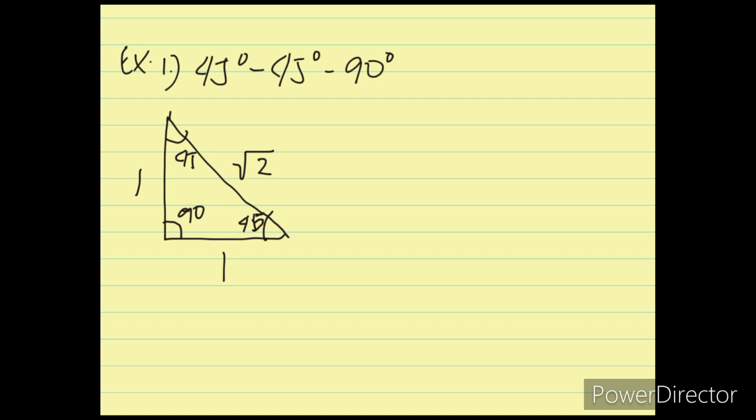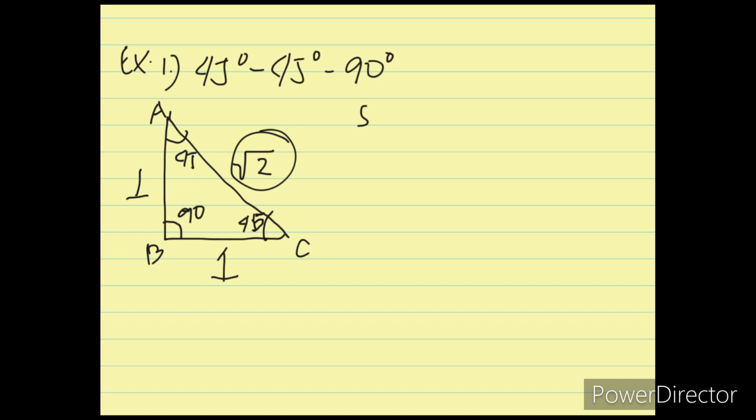So the length of the side opposite to 45 degree is 1. Let's say this is our 45 degree angle C. So the opposite side of angle C is 1. And the length of the side adjacent to 45 degree, or angle C, is still 1. So the length of the hypotenuse is square root of 2. So the following are the sine, cosine, and tangent ratios of 45 degree.